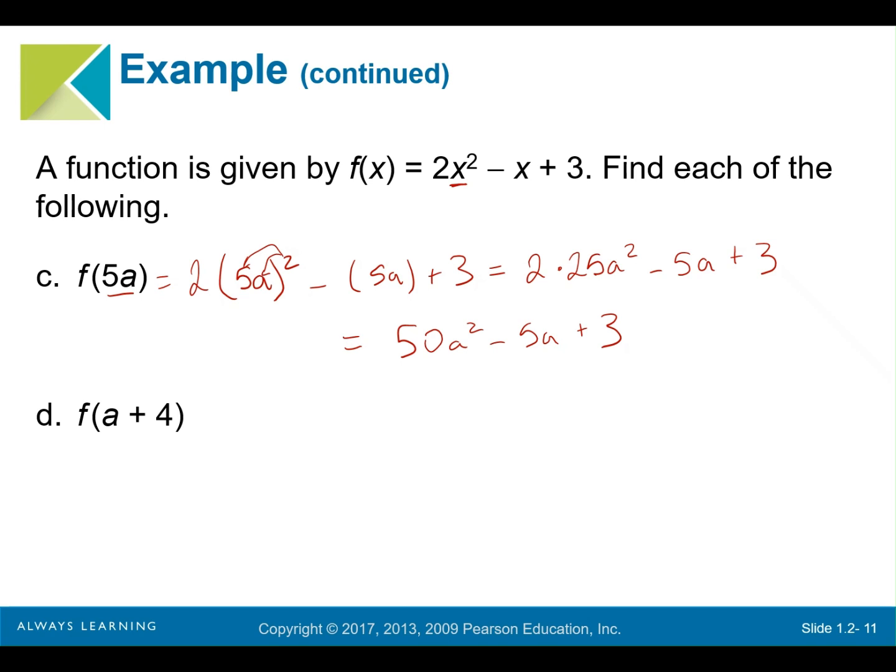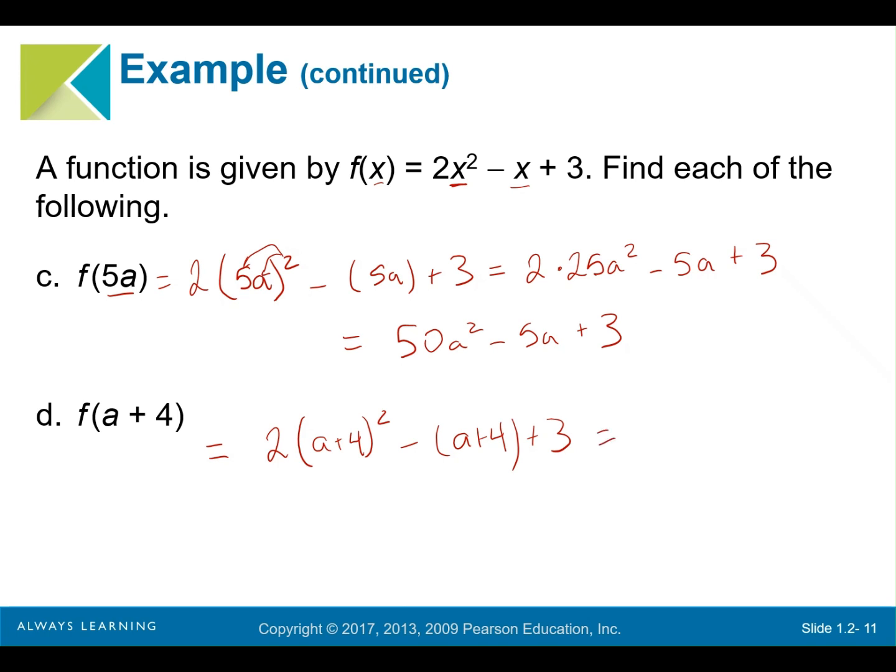And that is it. That is what f of 5a gives us. And just note, I plugged in 5a everywhere I see an x. So whatever goes in parentheses goes where the x is. All right, we'll see that one more time. We're going to have here 2 times, all right, a plus 4 goes in place of the x squared, minus a plus 4 plus 3.